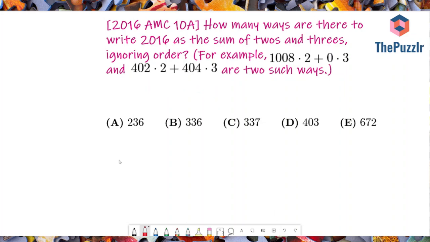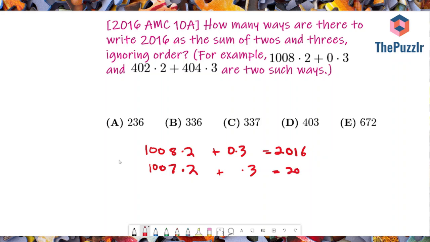So let's play around with the problem. They tell us that 1008 times 2 plus 0 times 3 equals 2016. Now, what if I lower this one number, so 1007 times 2, and then something times 3 equals 2016. So what I just did is I subtracted 2, because 1008 times 2 is 2 greater than 1007 times 2. But 2 is not a multiple of 3, so I can't really make this 1, and fractions are not allowed, because then this is not equal to 2016, it's equal to 2017.